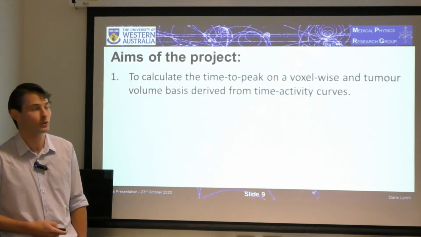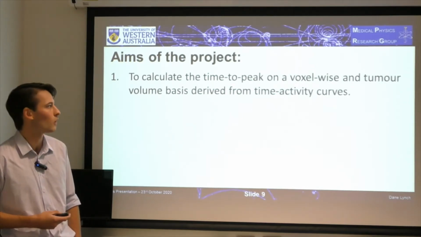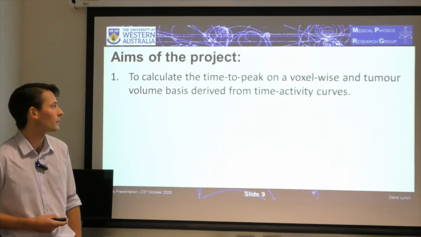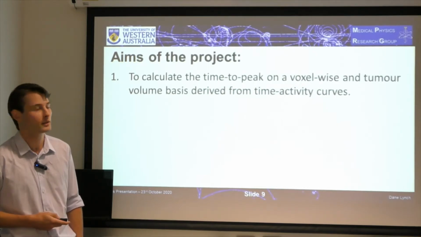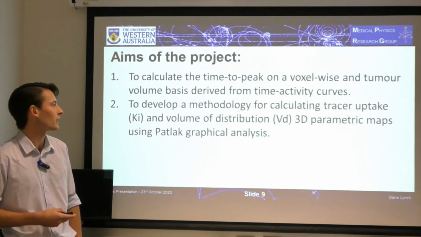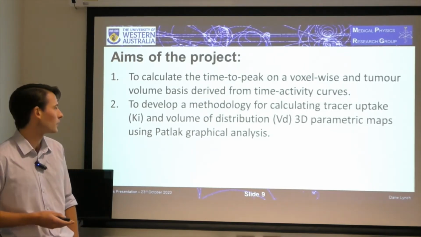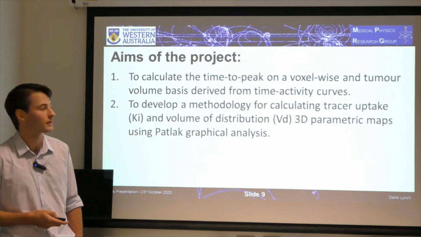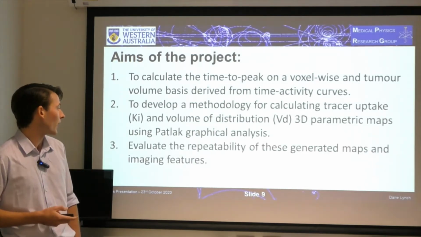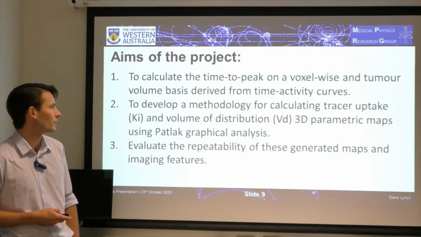So there are 3 aims for this project. The first aim being to calculate the time to peak on a voxel-wise and tumour volume basis derived from time activity curves. The second aim was to develop a methodology for calculating tracer uptake and volume of distribution 3D parametric maps using Patlak graphical analysis. The third aim was to evaluate the repeatability of these generated maps and imaging features.